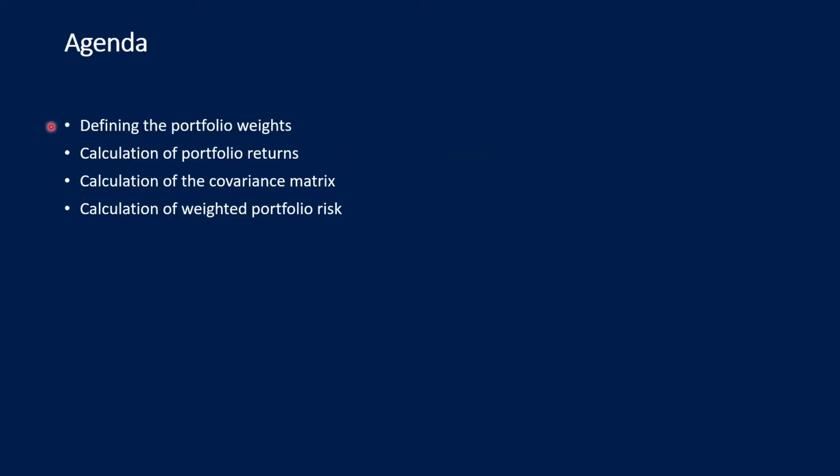First of all, of course, we have to define the portfolio weights. So with which weight does a single stock contribute to the portfolio? Then we're going to calculate portfolio returns. We're going to calculate a covariance matrix. And of course, we're going to calculate the weighted portfolio risk. Now we switch to R and I will show how that works out.